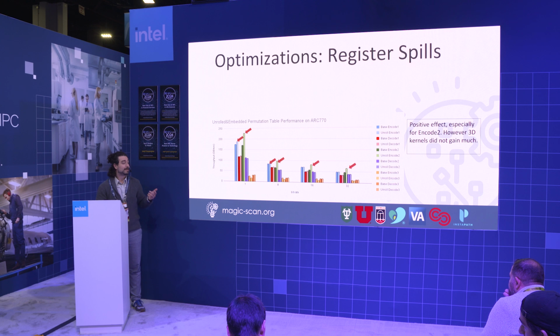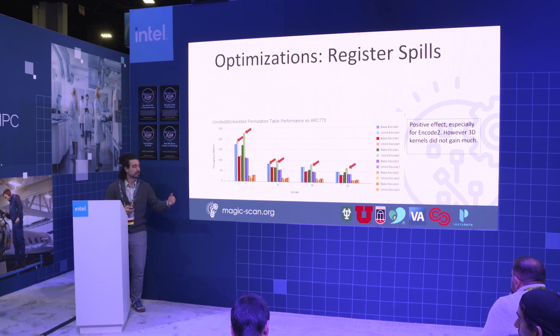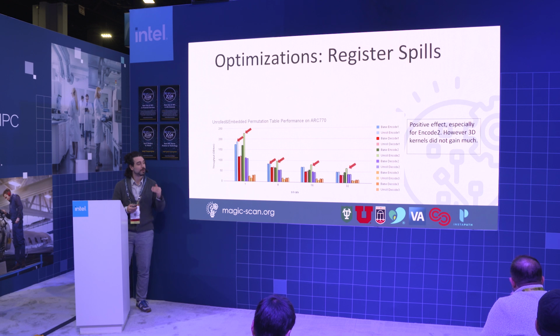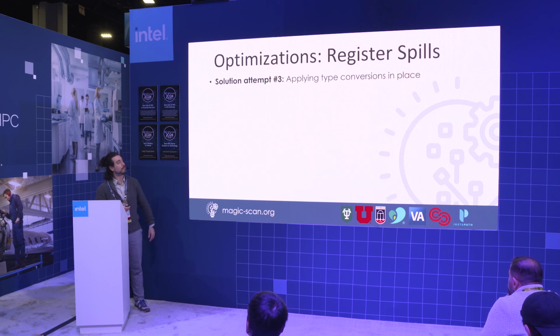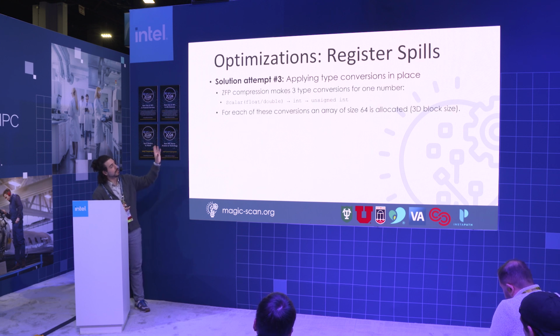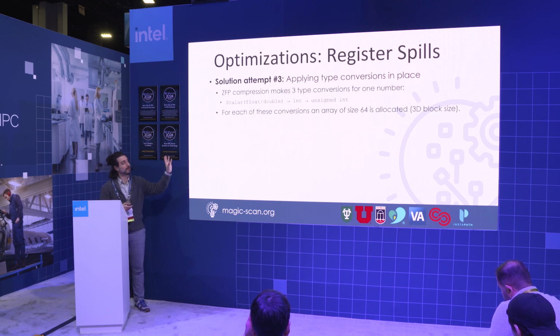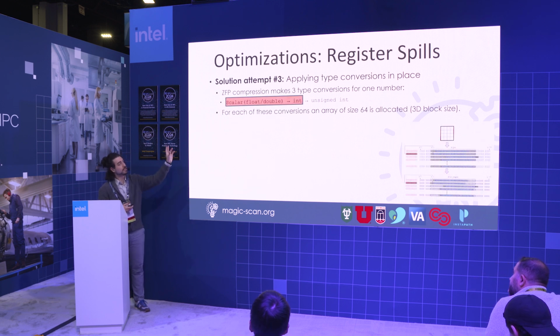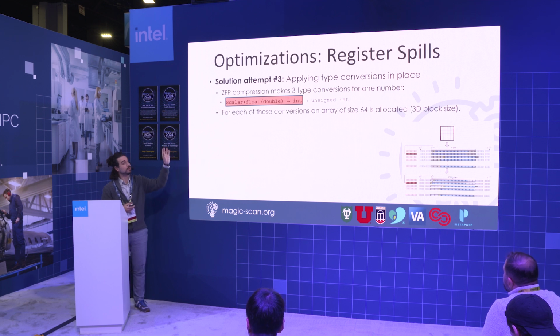Since we were targeting three-dimensional kernel speedups, like if you can see the yellow bars, we were trying to get them up. So what we ended up doing was going for a third solution attempt. Do you remember these type conversions? We start with a float or a double value, and then we turn them into a fixed block floating point representation. That's a floating point to integer conversion.